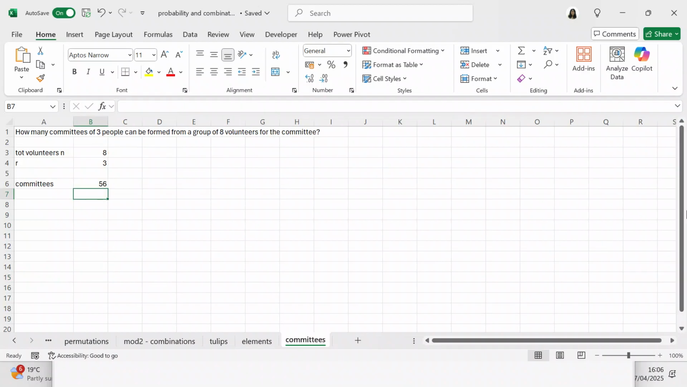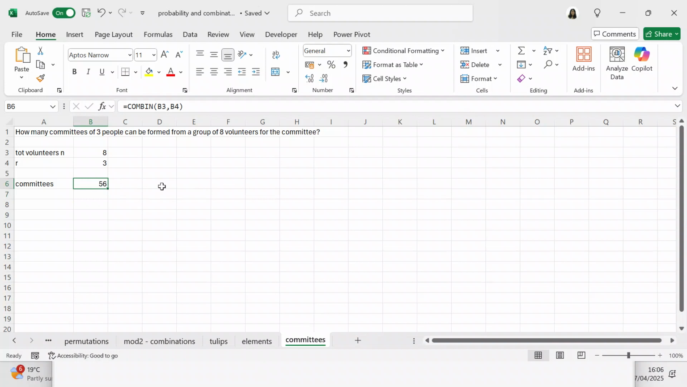Now we have another question about committees. How many committees of 3 people can be formed from a group of 8 volunteers? So the total volunteers, n, is 8 and r is 3. The total combination you can make is COMBIN(B3, B4), which equals 56. So that means you can form this committee in 56 ways, choosing 3 people from 8 people.